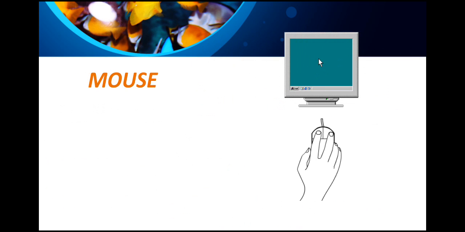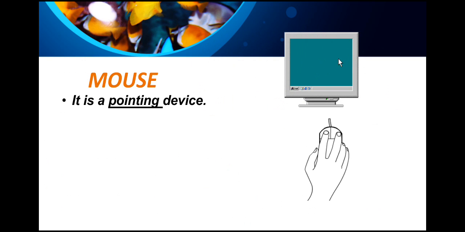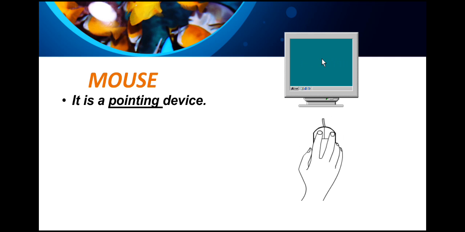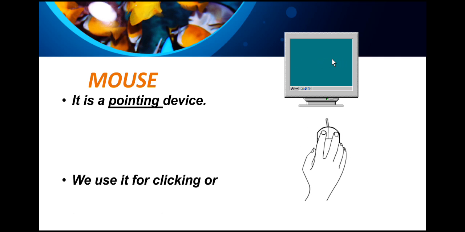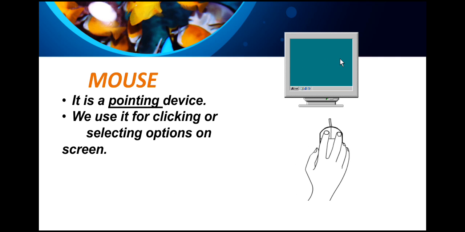Next we have the mouse. As we all know, it is a pointing device. When we move our mouse on a smooth surface, the pointer on the screen moves simultaneously, in synchronization with the mouse that we are holding in our hands. The arrow that the mouse shows on the screen is called a pointer. This pointer points at anything, and if you want to click it, because of this pointer we call this device a pointing device. We use it for clicking and selecting options on the screen.